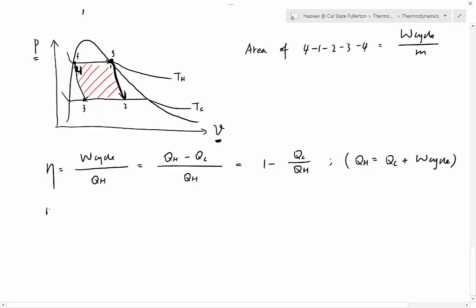Okay, and then next one again, eta max. What is the maximum efficiency? Same as before, change Q to T. So it's 1 minus Tc over Th. Th is the temperature in the boiler. Tc is the ambient temperature. And we know eta must always be less than or equal to eta max. And the equal sign is true if the process is reversible.